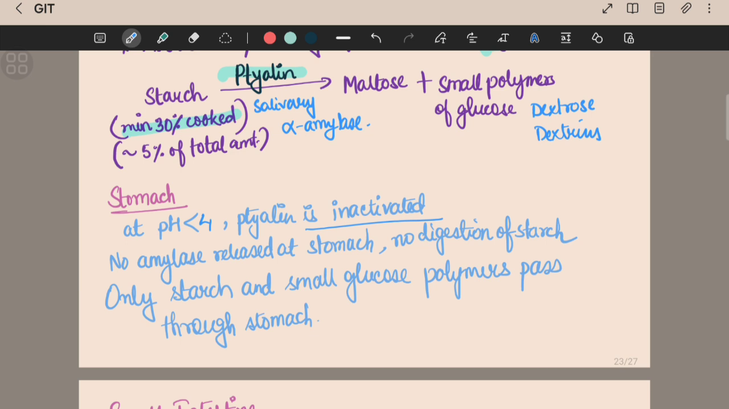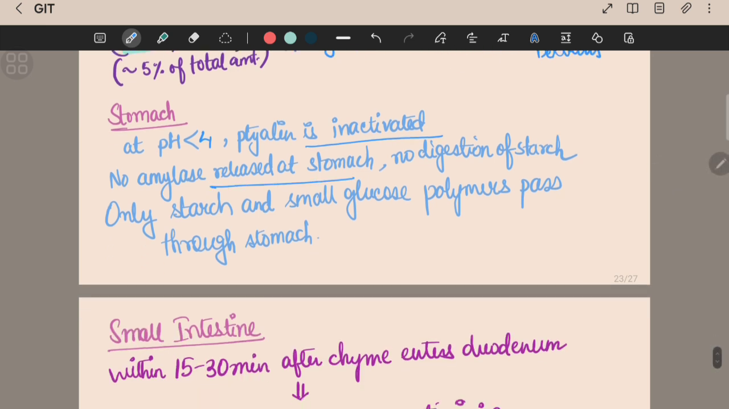When I discuss protein digestion, I will discuss it in detail. Remember, no amylase is released at the level of the stomach, so there is no digestion of starch either, because tialine or alpha amylase gets inactivated at that low pH. When there is food, there is more gastric secretion, HCl is secreted, so the pH is approximately 1 to 2. At that level, there cannot be any digestion of starch. Disaccharides, monosaccharides, and to some extent polysaccharides and oligosaccharides will be present in the stomach, but they will not be digested. They only pass through the stomach.